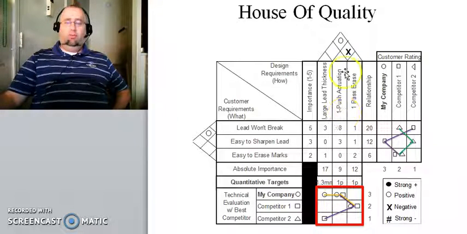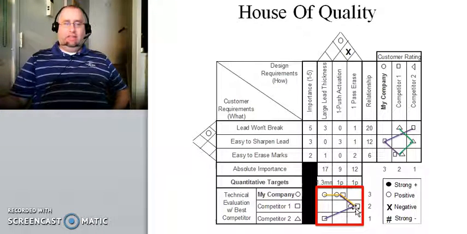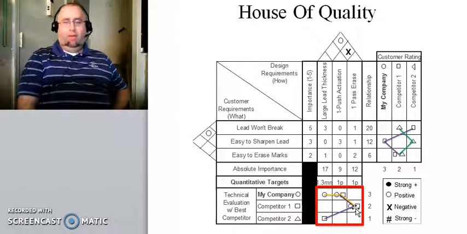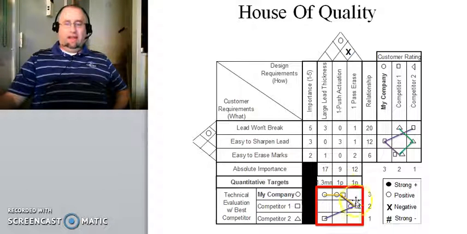With respect to one push actuation, well, both my mechanical pencil and the competitor's mechanical pencil just require one push actuation, so I give them both a rating of 3. And then here, with respect to eraser ease, one pass erasing, my mechanical pencil and the competitor's mechanical pencil, I give a rating of 2, because again, the actuation to get the lead out and the eraser are both in the same component of the pencil for both cases, and so it's not an ideal solution, but it's not terrible either, so I give that a rating of 2.